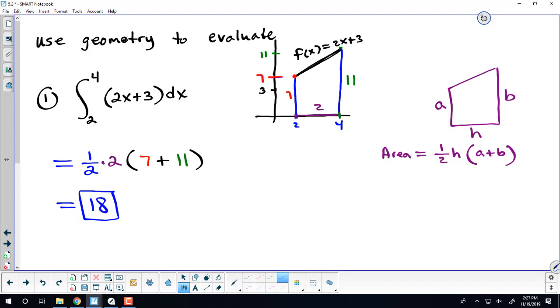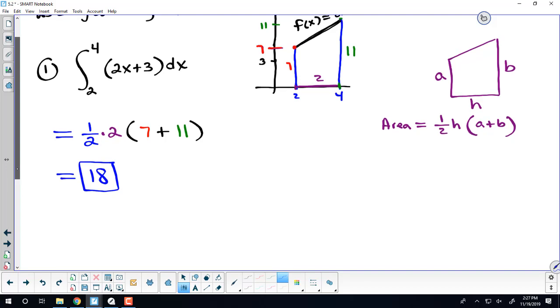Not all functions create a geometric shape that we can do this with, which is why this method is limited. We've already seen a few, like x squared, x cubed plus 1. Those don't generate a geometric figure where we could just use geometry. But when and if that happens, it's going to be a much easier computation than other methods that we look at. Okay, so does anyone have questions on that?